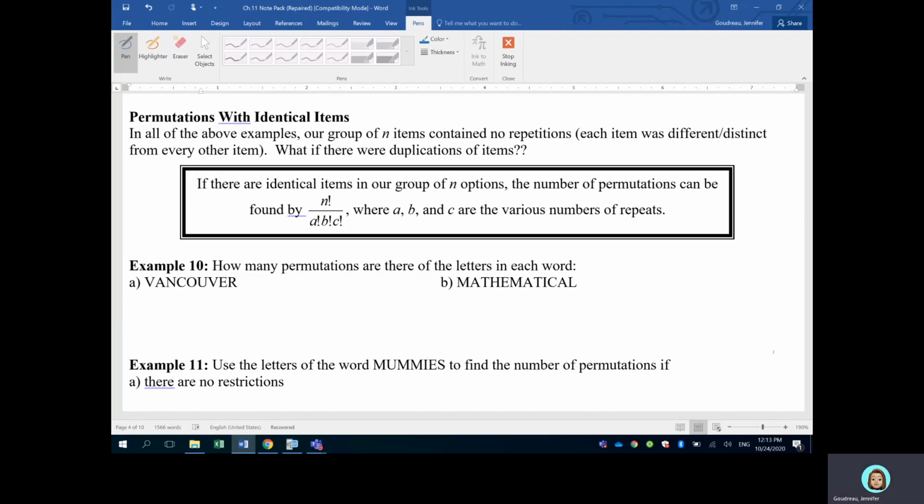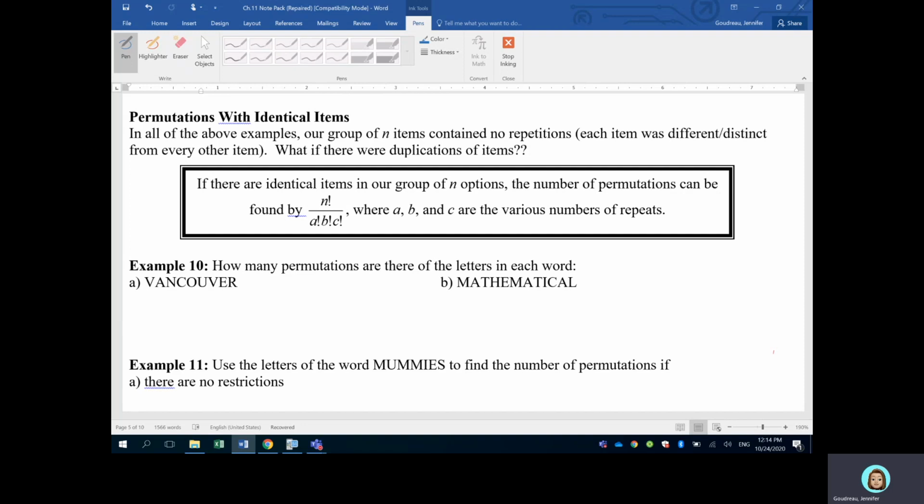Moving on, let's look at permutations with identical items. So in all of the above examples, in any of the ones we've done before with permutations, our group of n items contained no repetitions. Each item was different or distinct from every other item. But what happens if there are duplications of items?